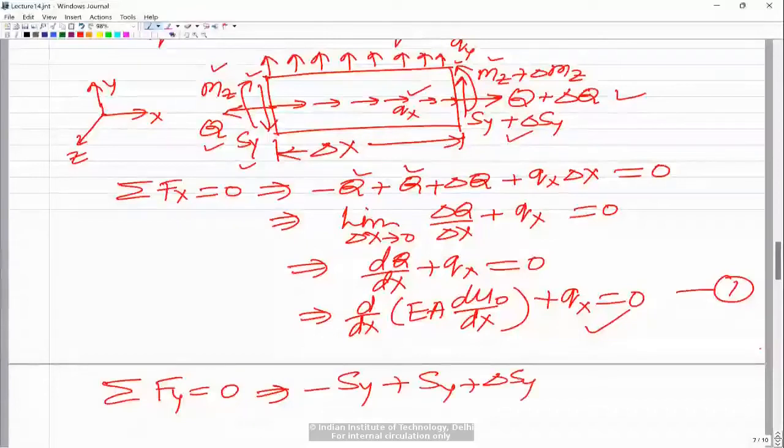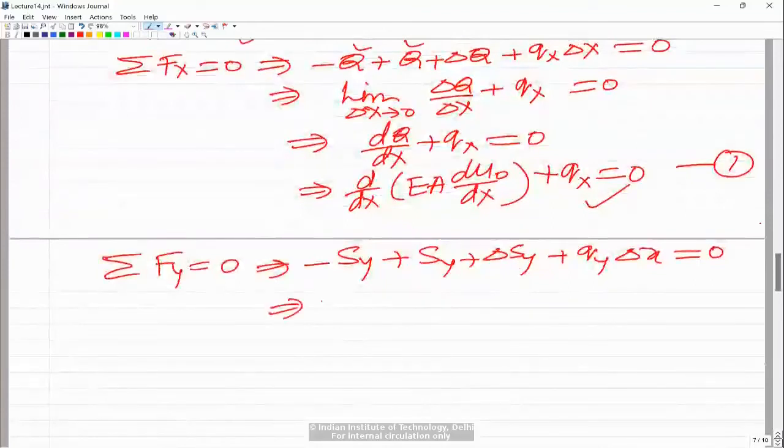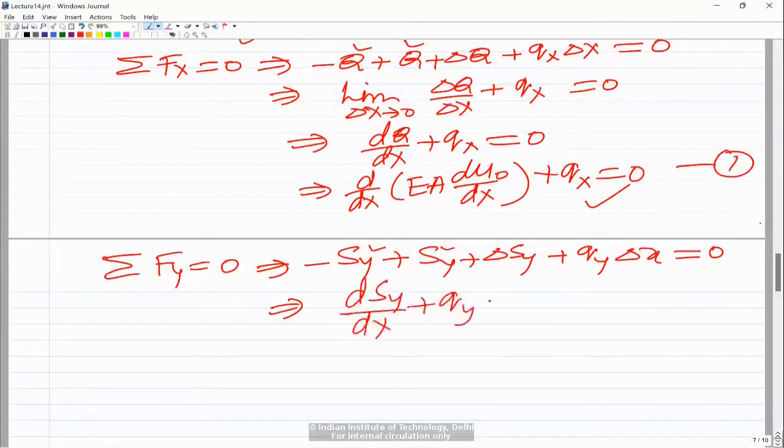And you have the transverse force, this Qy, which is Qy into delta x. And then there are no other forces along the y direction, so this must be equal to 0. Now, following similar logic, these two cancel, then we divide by delta x and take the limit delta x going to 0. So you basically get dSy by dx plus qy is equal to 0.